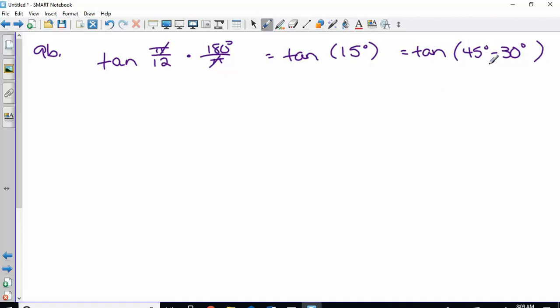You could have also done 60 minus 45. If you did 60 minus 45, your final answer may have looked a little bit different than the one I gave, but it's equivalent. You would have had radical 3 minus 1 over radical 3 plus 1, if you did it that way, and it is equivalent.